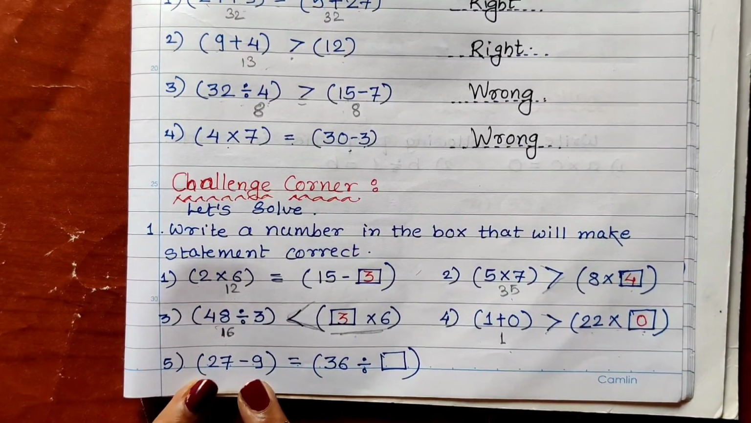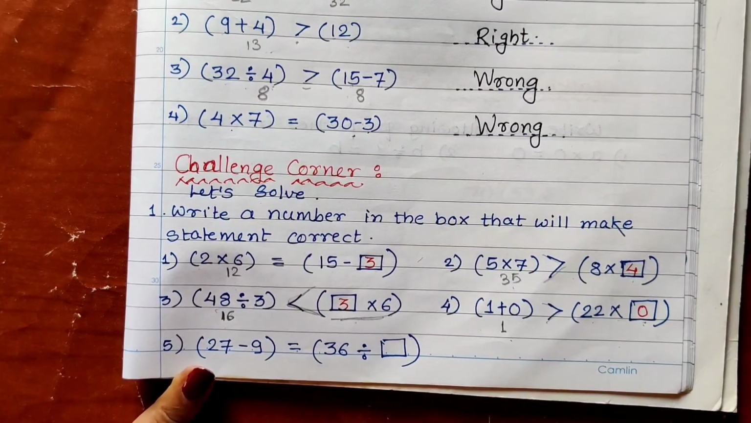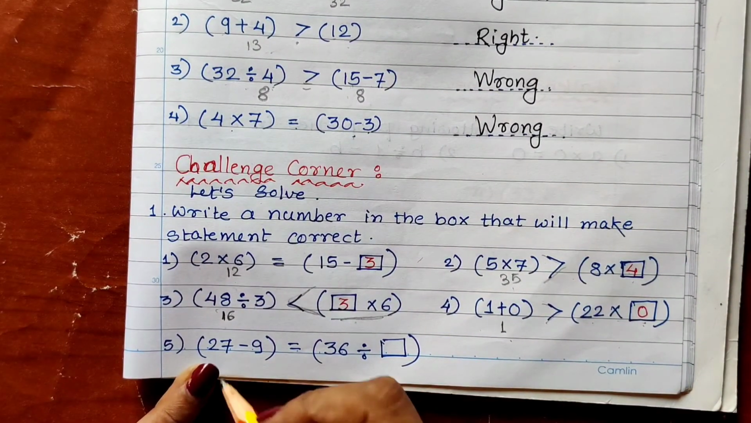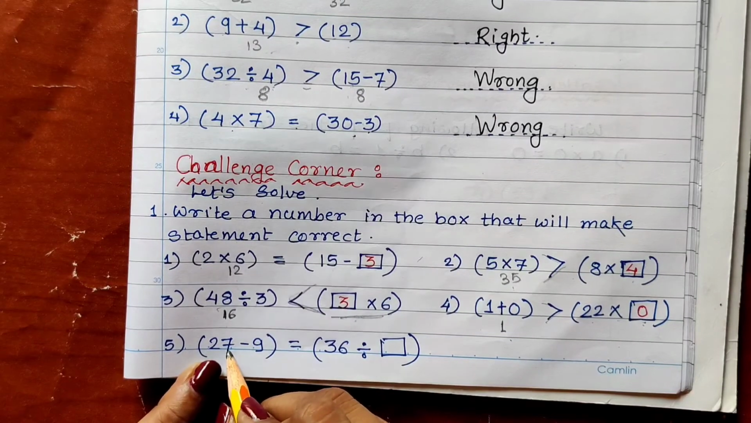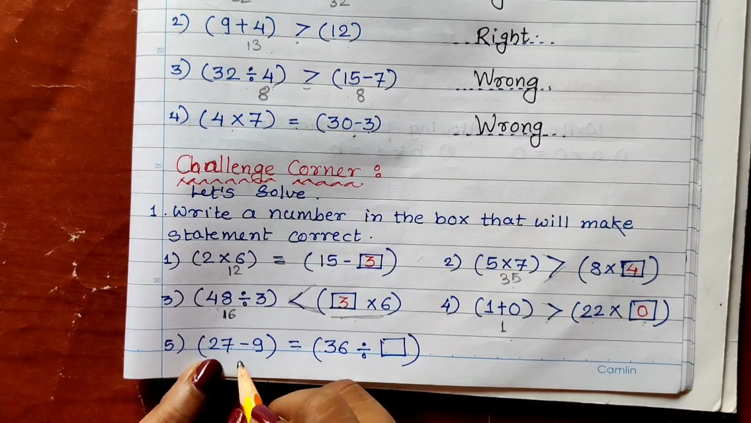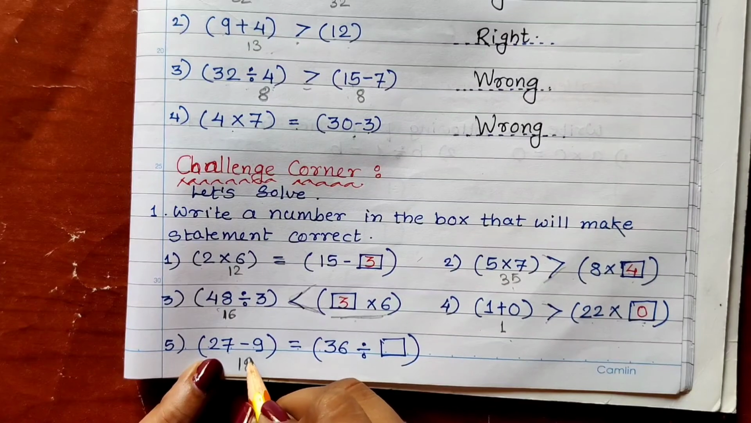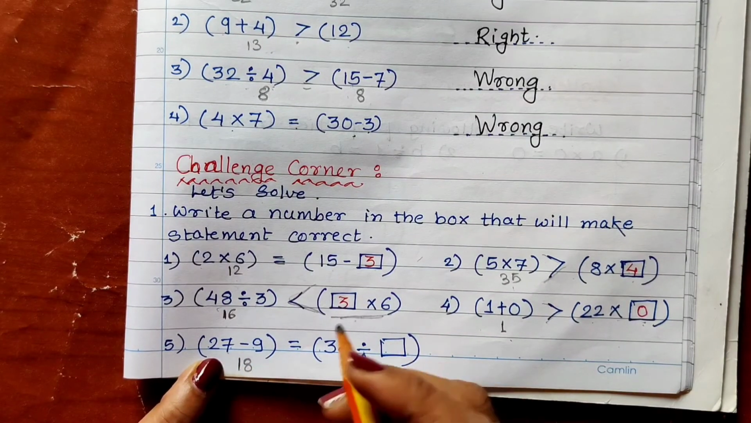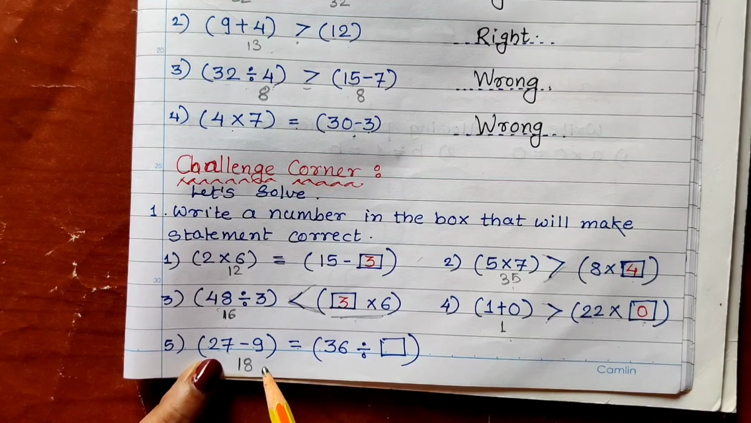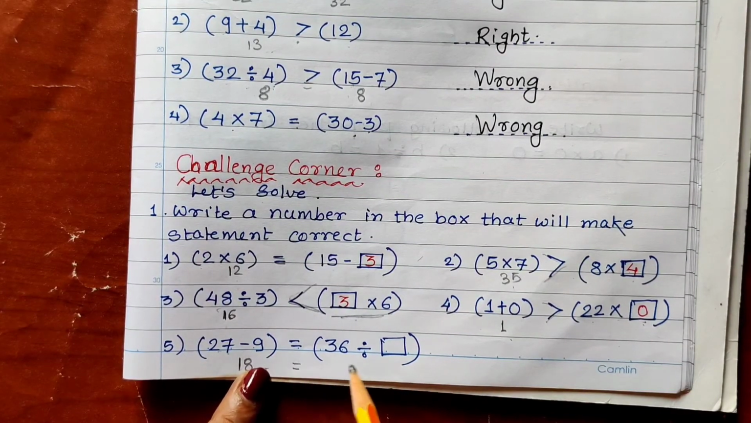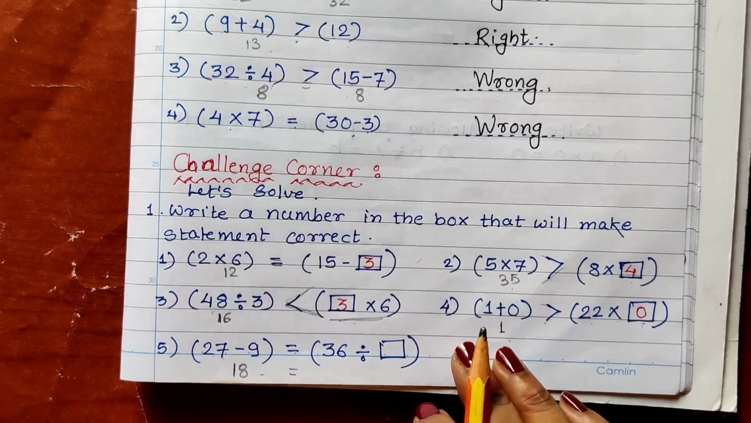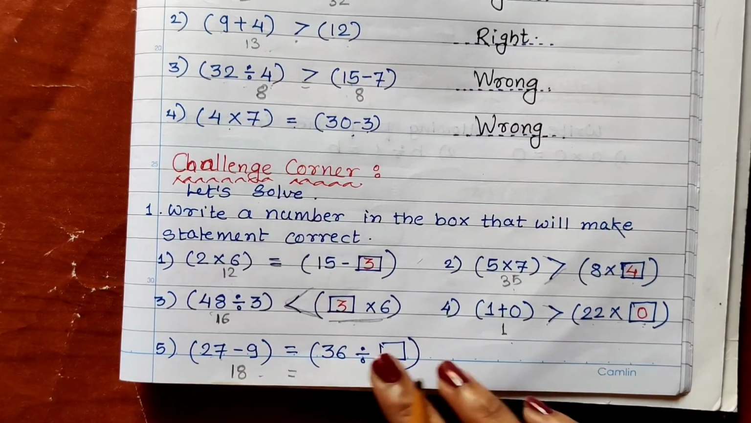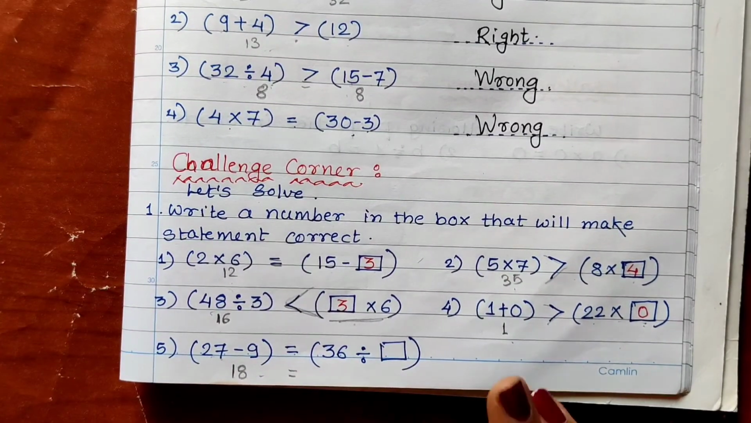Now 27 minus 9. What is the answer? 27 minus 9. What do we get here? 7 and 2. We get 18. Correct? 18. 18 plus 9 is 27. So 27 minus 9 is 18. We have to write equal to, and on this side also the answer should be 18. So 36 divided by what? The answer should be 18. You have to check it.